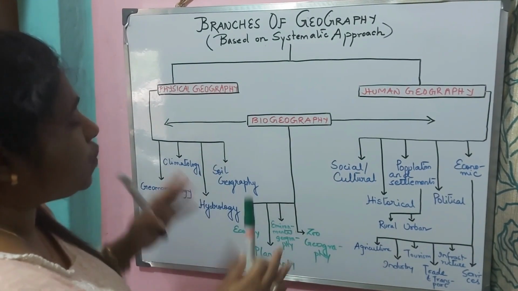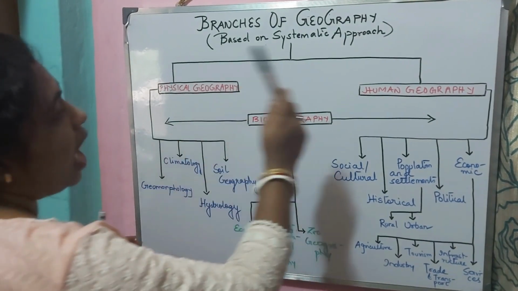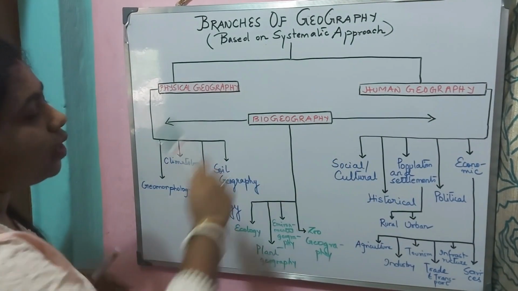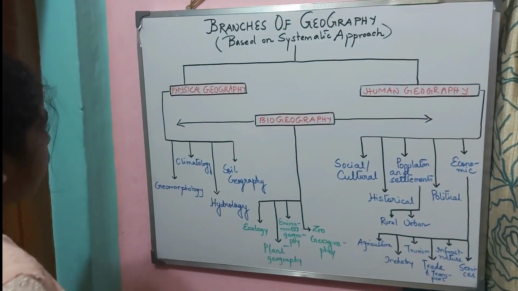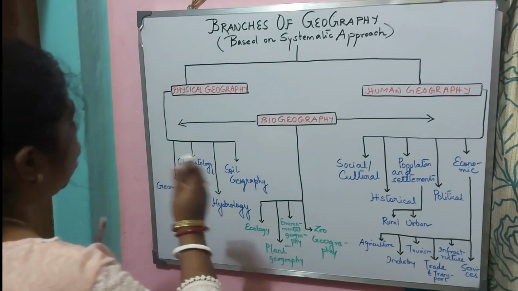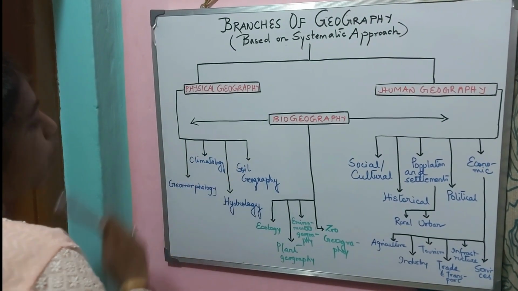On the basis of systematic approach, geography is divided into physical geography, human geography, and the third one, biogeography. Now let us see physical geography. Physical geography here includes geomorphology, climatology, hydrology, and soil geography.